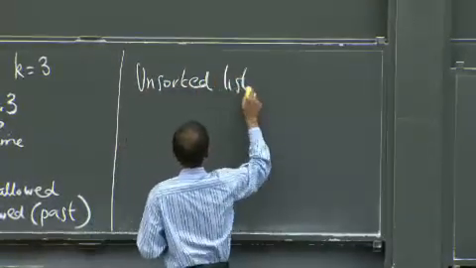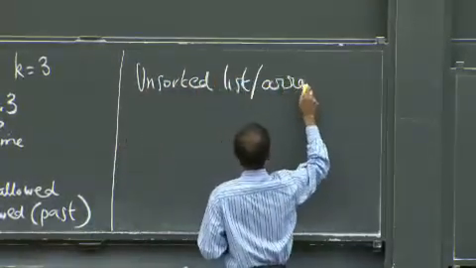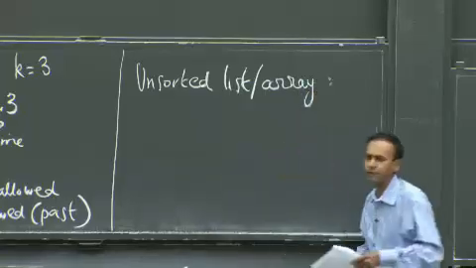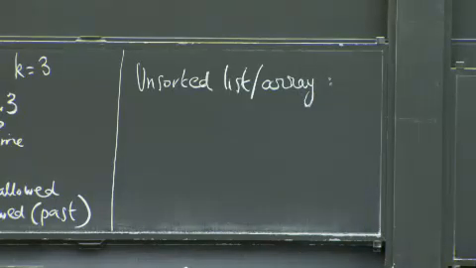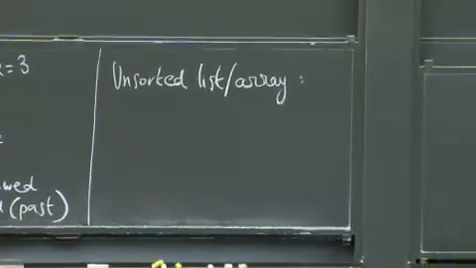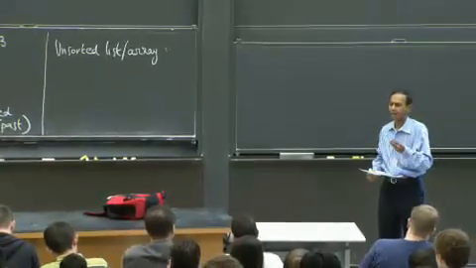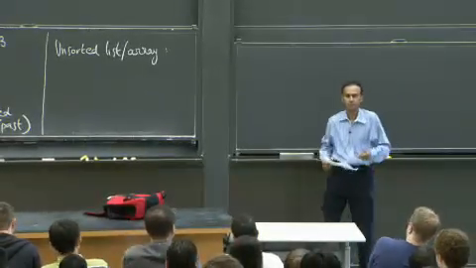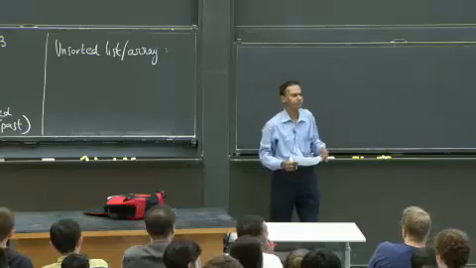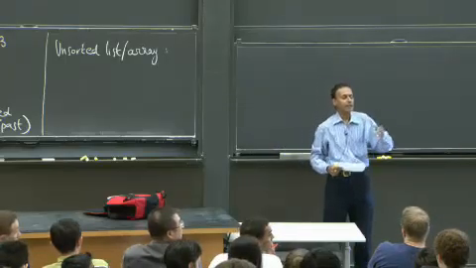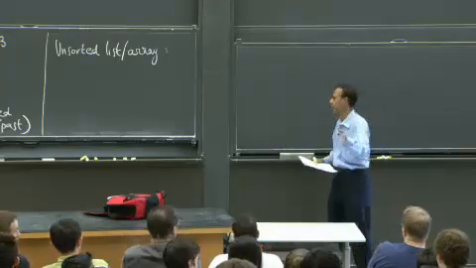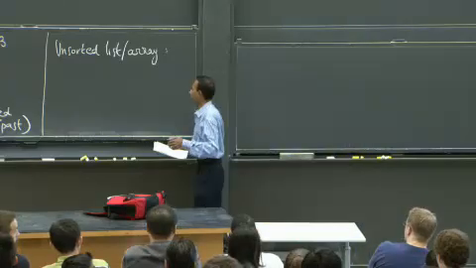So let's talk about an easy one first. Let's say you have an unsorted list or an array corresponding to R, okay? That's all you have. What's wrong with this data structure from an efficiency standpoint? Yeah. Everything you want to do to it is linear. That's exactly right. Pretty much everything you want to do to it is linear.